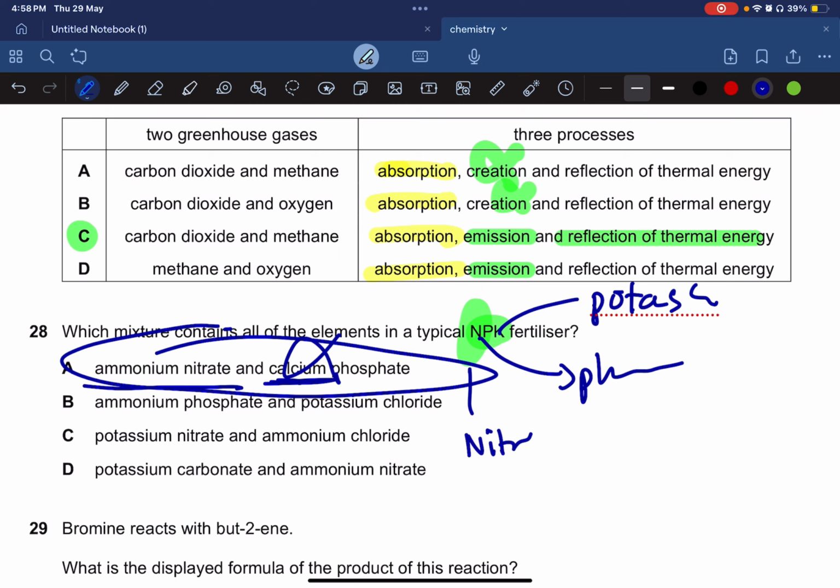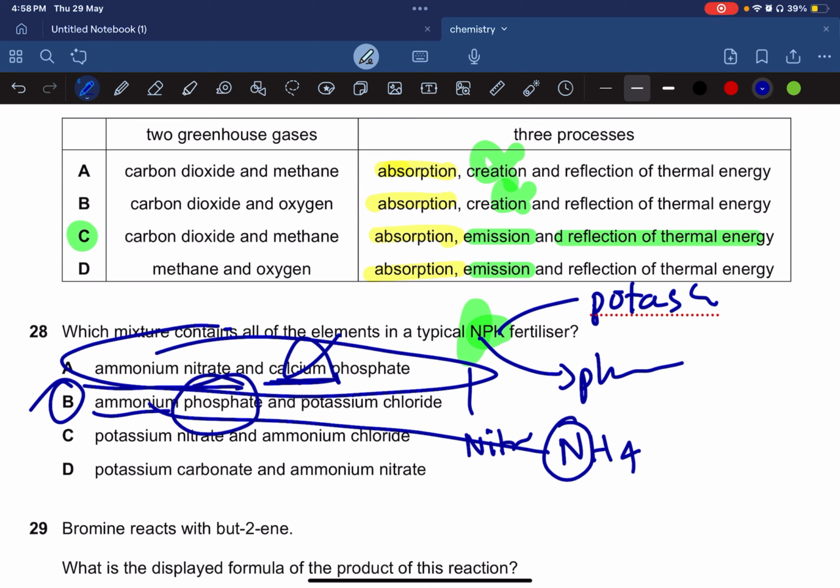Ammonium phosphate and potassium chloride, that's correct. Because this ammonium, what is ammonium? NH4. Ammonium is going to give me my nitrogen, phosphate is going to give me my phosphorus, and the potassium is going to give me my potassium. Okay, potassium nitrate and ammonium chloride, it does not have any phosphorus in it.